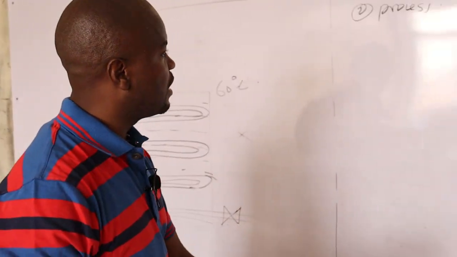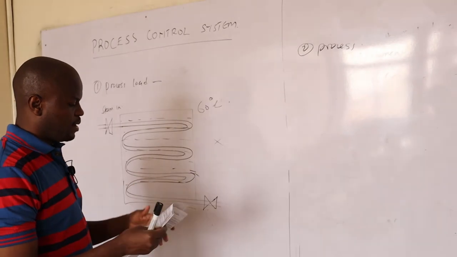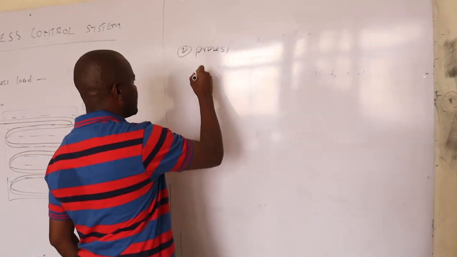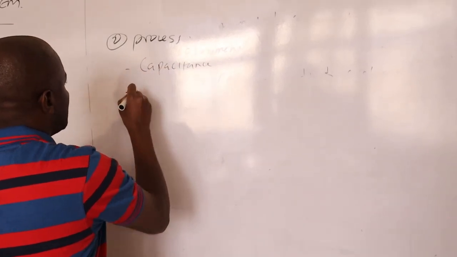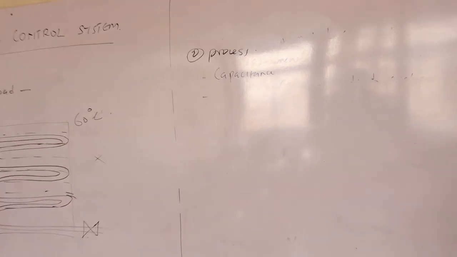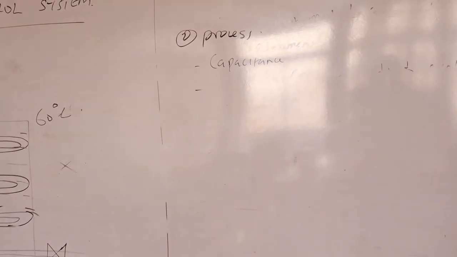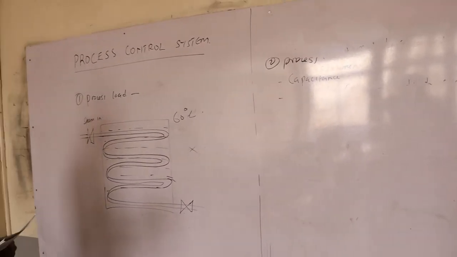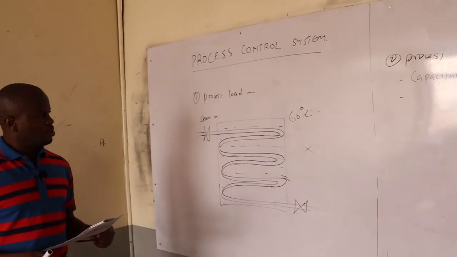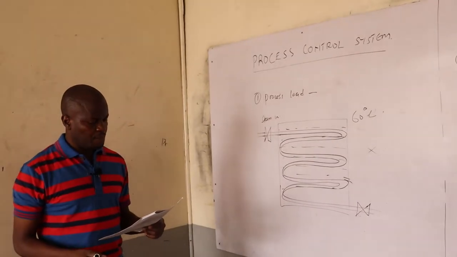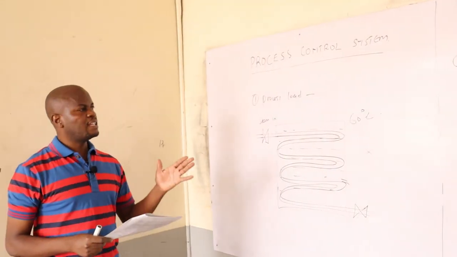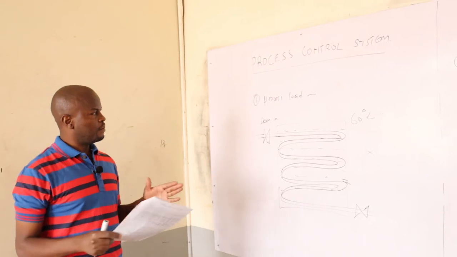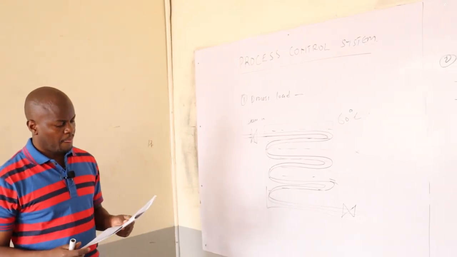And this time lag is always caused by three properties. The three properties that are responsible for this time lag are, the first one, the capacitance. The capacitance of a system is simply its ability to store a quantity of energy. So when we have a large capacitance, it means that it takes more time for the process load to change. So large capacitance will take more time for a process load to change.